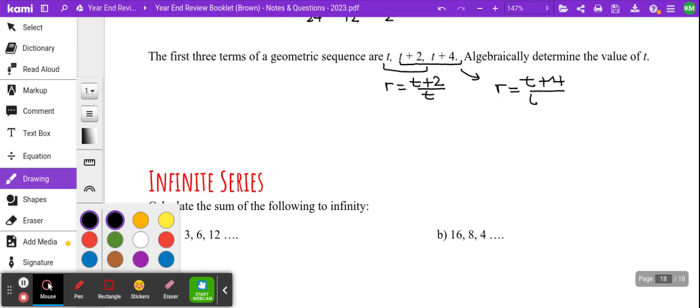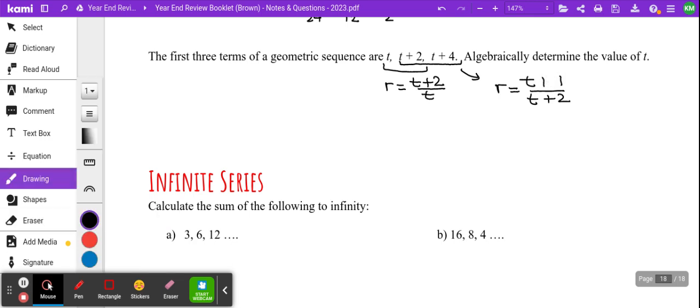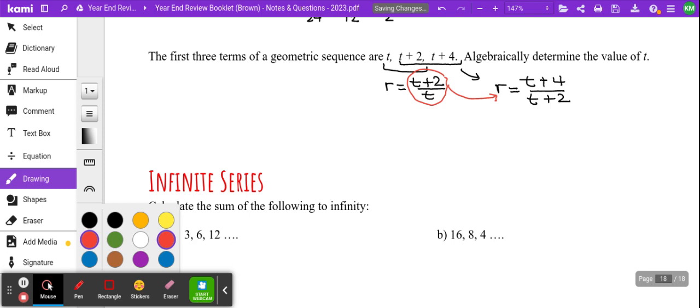Now, yeah, I get you maybe don't like the t's. If you want to change it to x, you change it to x. Looking at this, the thing that is the same for both is the r, agreed? So this is just substitution. What they're saying is if r in the first one is equal to t plus 2 over t, could I sub that in for the r in the second one? And what I would end up with is t plus 2 over t equals t plus 4 over t plus 2.